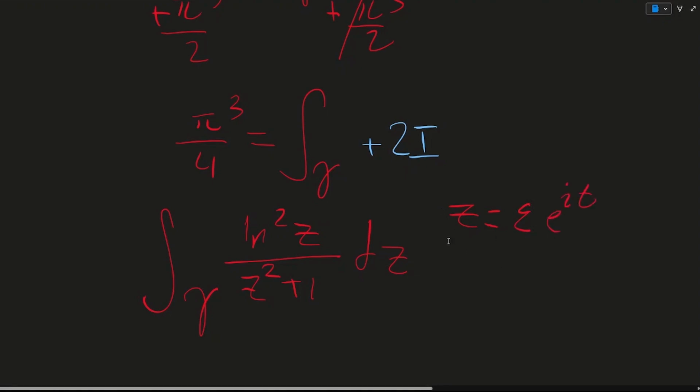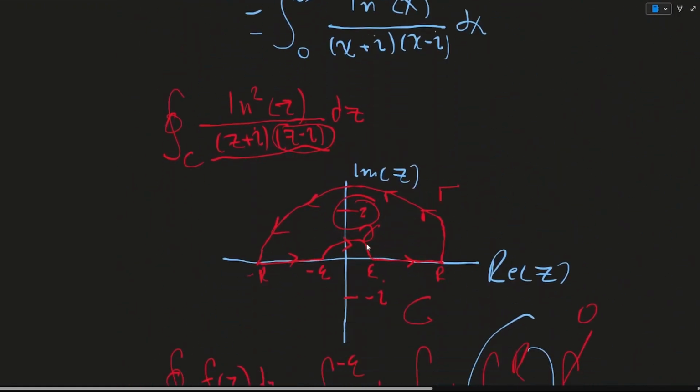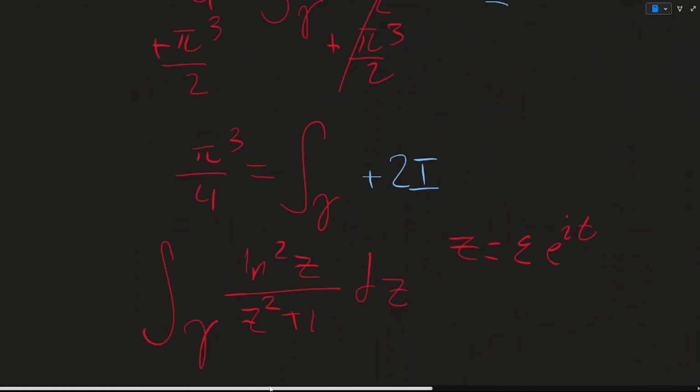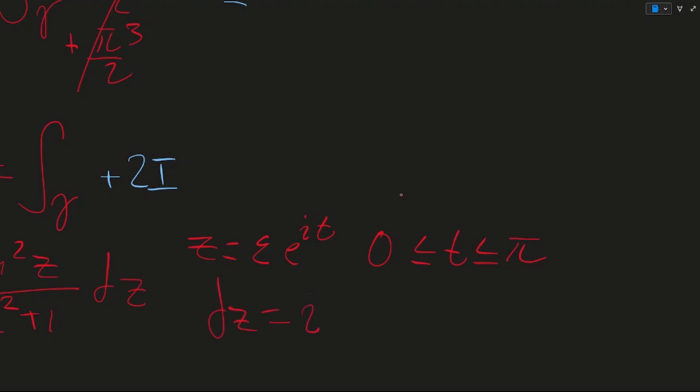And the reason we do epsilon times e to the it is because notice how this semicircle has a radius of epsilon. So e to the it allows us to cycle along this semicircle, and we're going to set our bounds as 0 less than or equal to t less than or equal to π, because that's a semicircle we're integrating along. And so our dz is then equal to i times epsilon e to the it.